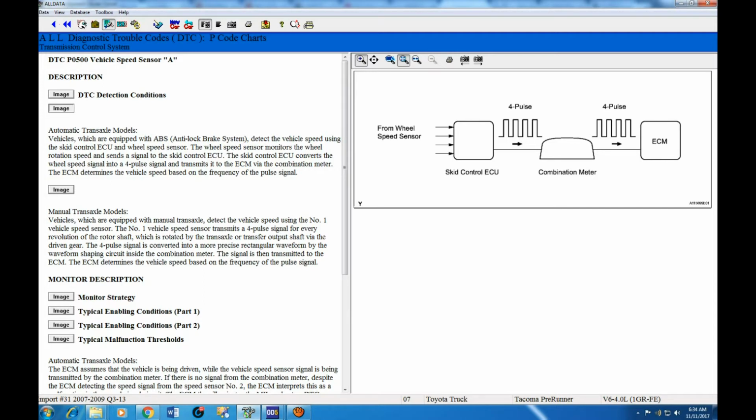Automatic transmission vehicles which are equipped with ABS anti-lock brake system detect the vehicle speed using the skid control ECU and wheel speed sensor. The ECU converts the signal into a 4-pulse signal and transmits it to the ECM via the combination meter. So basically this is how it works. Wheel speed, this is processing that information, converting it to a digital signal, sending it out of here, and then again it goes out here. It's saying 4 pulses. I checked this system, I didn't see 4 pulses.